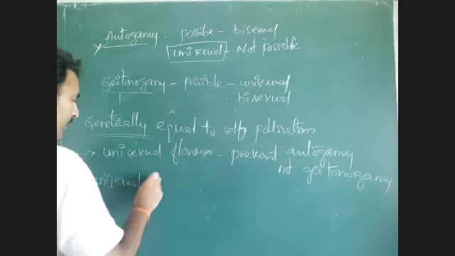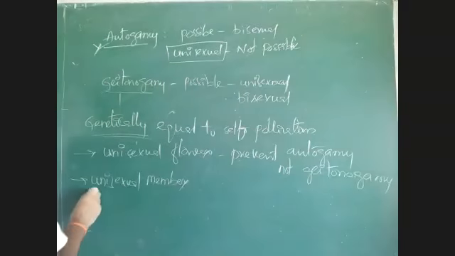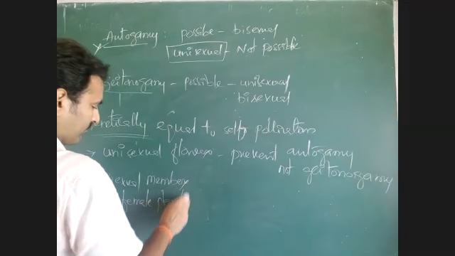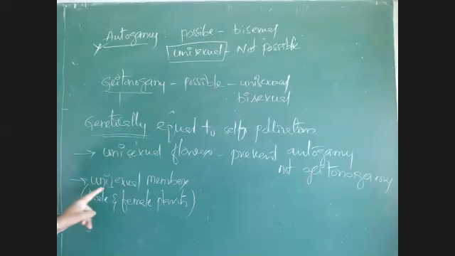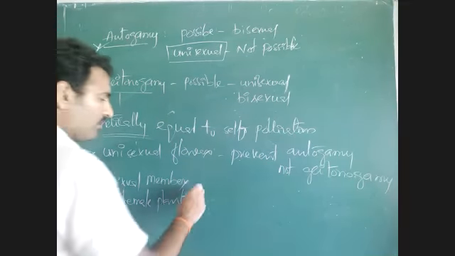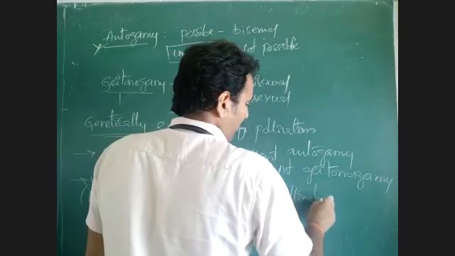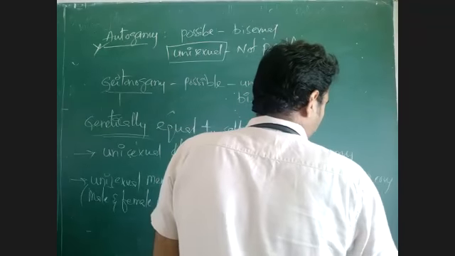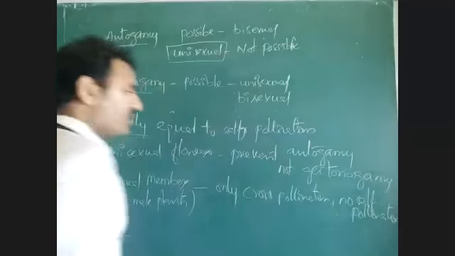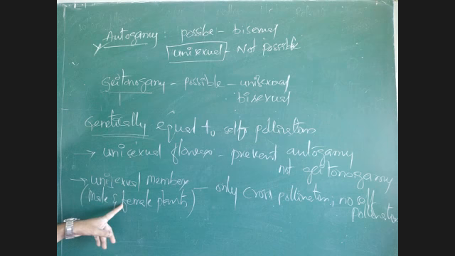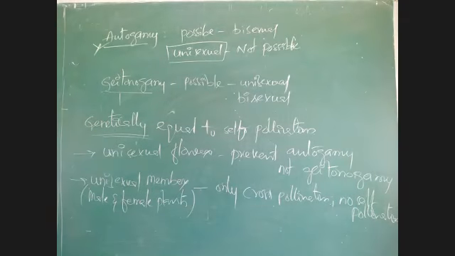Unisexual members, that means male and female plants. If one plant has a male flower and another plant has a female flower, that shows only cross pollination. No self-pollination. What is self-pollination? Within the same plant, there is a transfer of pollen grains, then it is called self-pollination. But here, male flower is present on one plant, female flower is present on another plant. So self-pollination is not possible. Only cross-pollination is possible. That is one type.